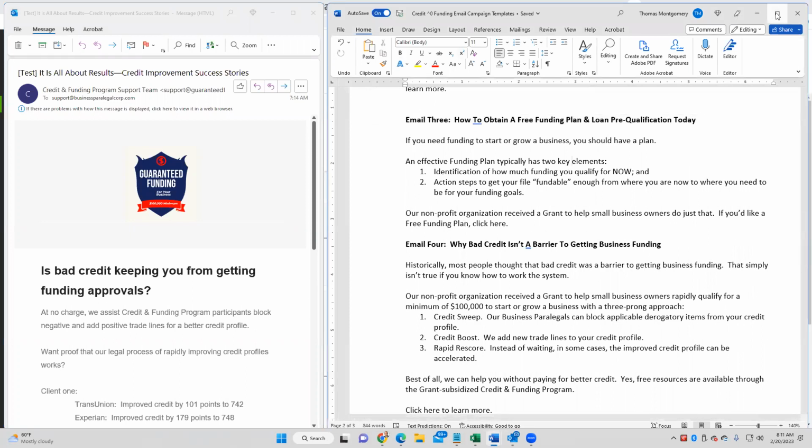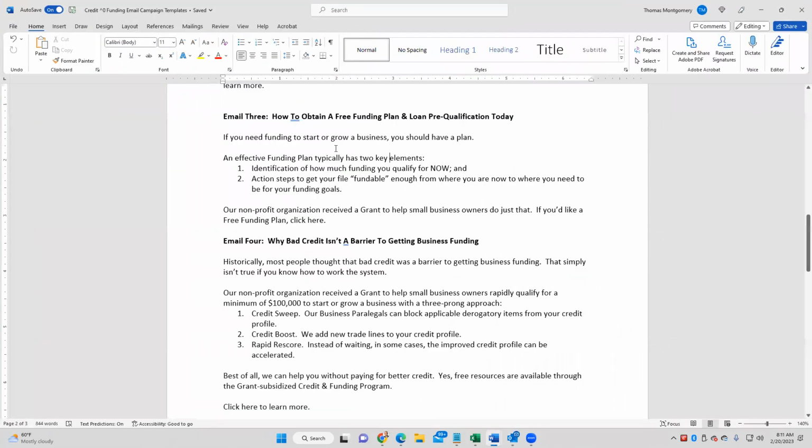So we'll just make this larger. Since we're just focused on this now, you've seen before how it looks more presentable to the client, of course, when it's sent out. So email 3, if you need funding to start or grow a business, you should have a plan. An effective funding plan typically has 2 key elements: how much you qualify for now, and a plan to get from where you're at to where you need to be to make you fundable. Our nonprofit organization receives a grant to help small business owners do just that. If you'd like a free funding plan, click here.